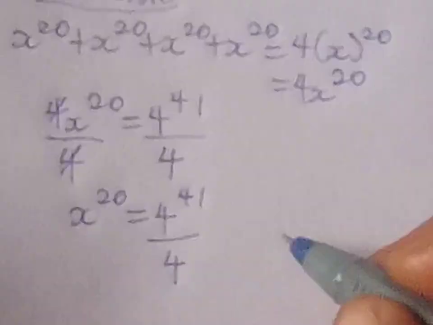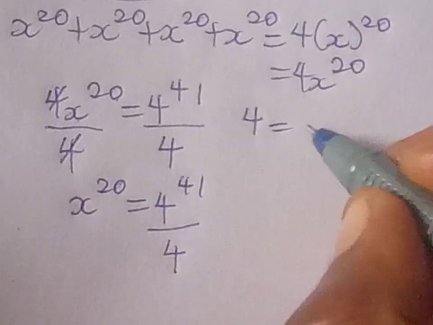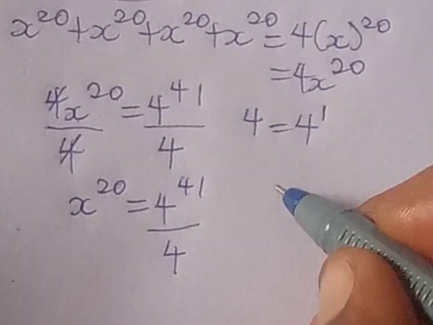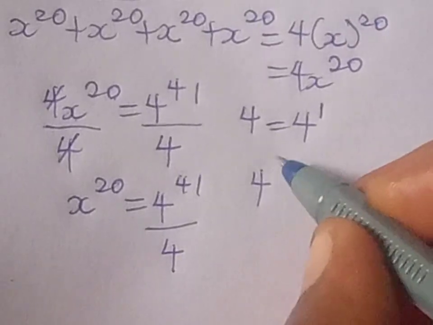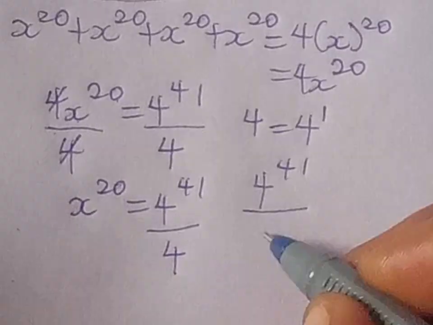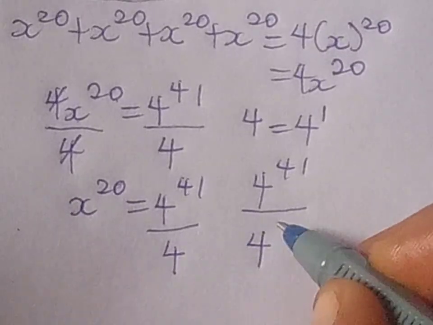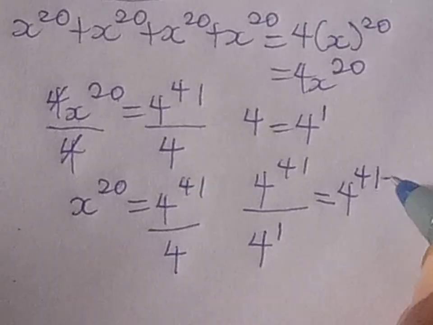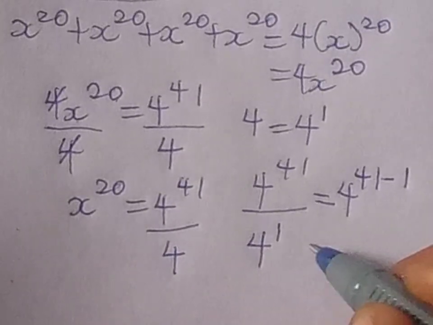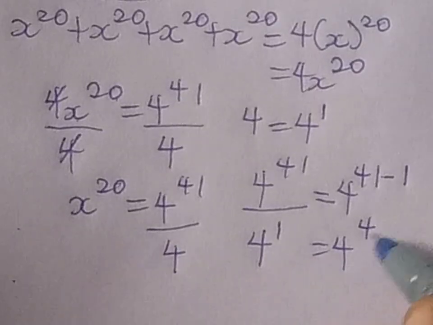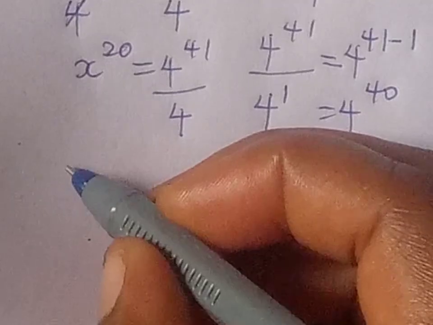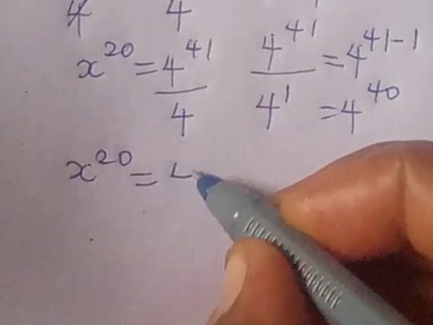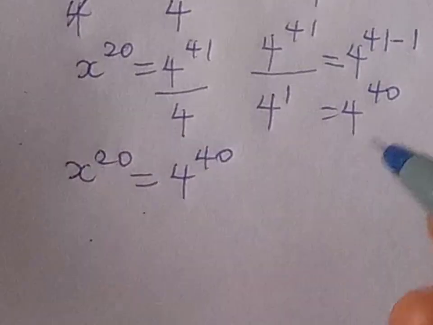Remember that 4 equals 4 raised to the power of 1. Using our exponent rule, 4 raised to the power of 41 divided by 4 raised to the power of 1 equals 4 raised to the power of 41 minus 1, which will give us 4 raised to the power of 40. So we have x raised to the power of 20 equals 4 raised to the power of 40.